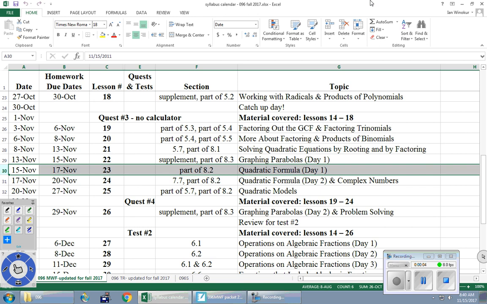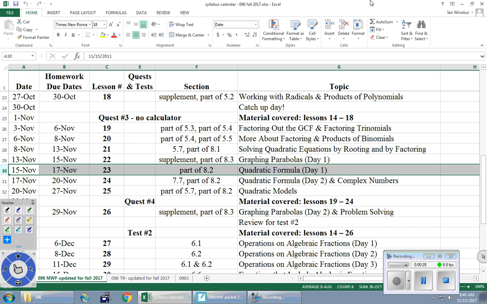Today is our 23rd lesson of the semester. Today is day one on the quadratic formula. Last class we graphed some parabolas. That was day one of parabolas. You can see coming up in a few classes is day two of parabolas. Coming up next class on Friday is day two of this brand new thing called the quadratic formula, and the parabolas and the quadratic formula are related. We'll connect them all together today.